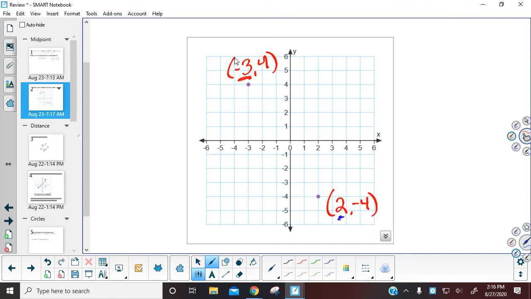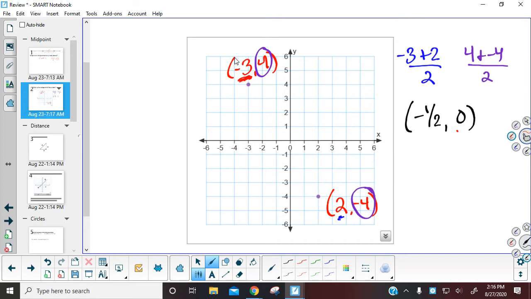-3 plus 2 divided by 2. And then I'm going to also do the average of the y coordinates. Here we've got 4 plus -4 divided by 2. And so when we look at this, our midpoint is going to be -1/2, 0.